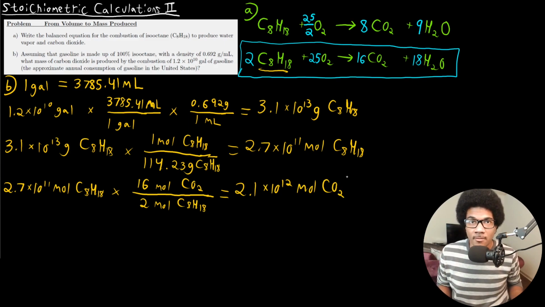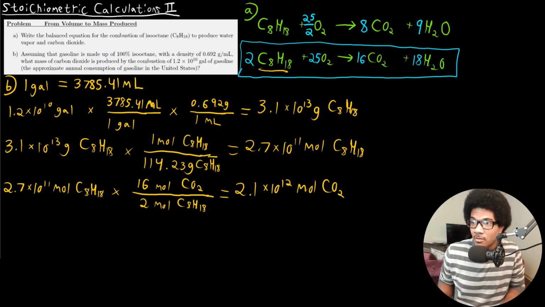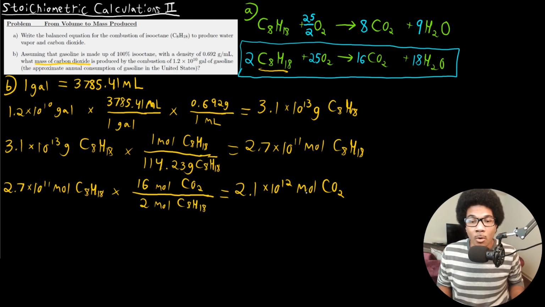Are we done yet? We are not. So the question asks what mass of carbon dioxide is produced. And please make sure you guys are reading these questions carefully. That is always an indicator. If it asks you what mass, that means this is not good enough, right? Moles are a measure of quantity. They are not a measure of mass. So you have to convert this from moles to mass, so from moles to grams.